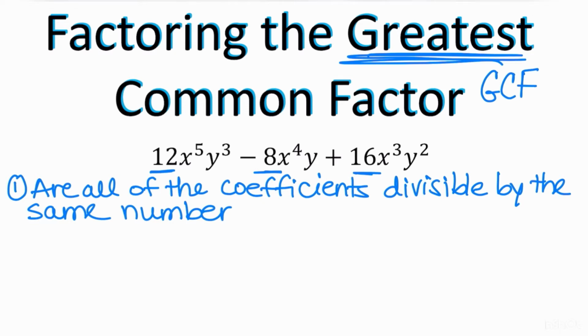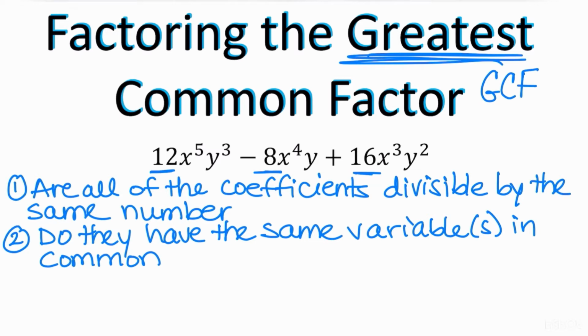The second question you have to ask yourself is, do they all have the same variables in common? If we take a look at the x's right now, you'll notice we have x to the 5th power, x to the 4th power, and x to the 3rd power. They all have an x, and by they, I'm referring to the terms. Each term is separated by a plus or minus. So right here, this is one term, this is a second term, this is a third term. Okay, so all three terms have x's in common.